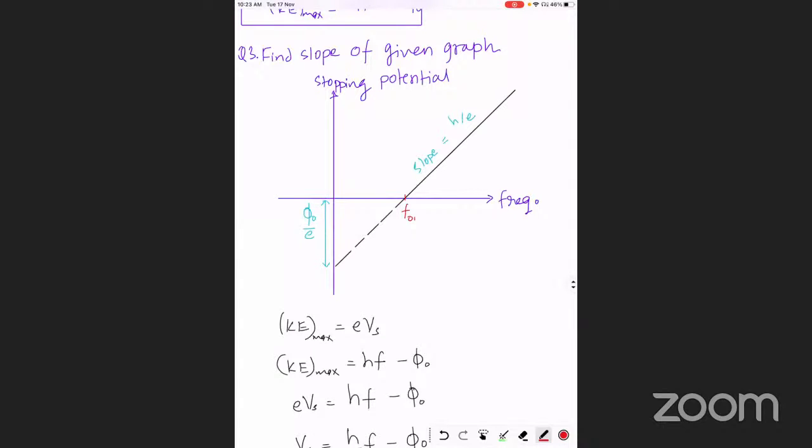Now let's move towards our next question. It is integer type. Give me 1 minute.